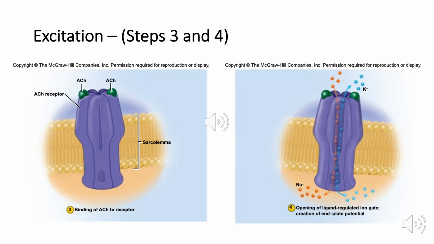Its voltage quickly jumps from the resting membrane potential of negative 90 millivolts to a peak of 75 millivolts as sodium ions enter, and then falls back to a level close to the resting membrane potential as potassium ions exit. This rapid fluctuation in voltage at the motor end plate is called the end plate potential, or EPP.